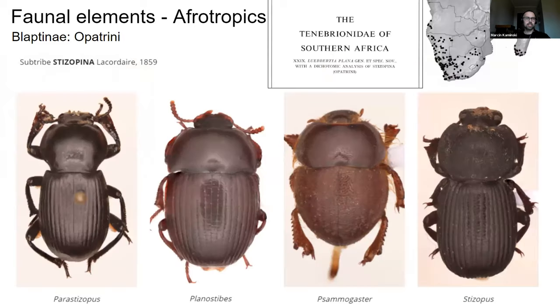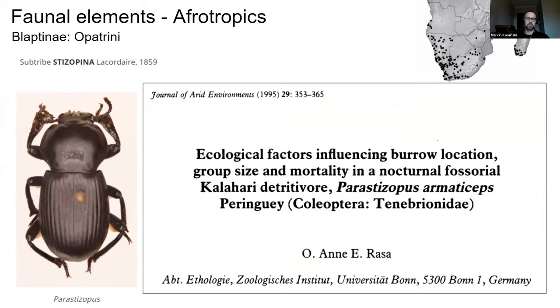Another commonly collected darkling beetle group in Southern Africa is the Opatrinoid tribe Stizopina. Many species of this group are constantly being described every year. There is a blind species living in dunes there in the genus Centephalus. However, in my opinion, the most iconic species of this group is Parastizopus armaticeps, which takes care of its larvae. So this is pretty uncommon for darkling beetles.